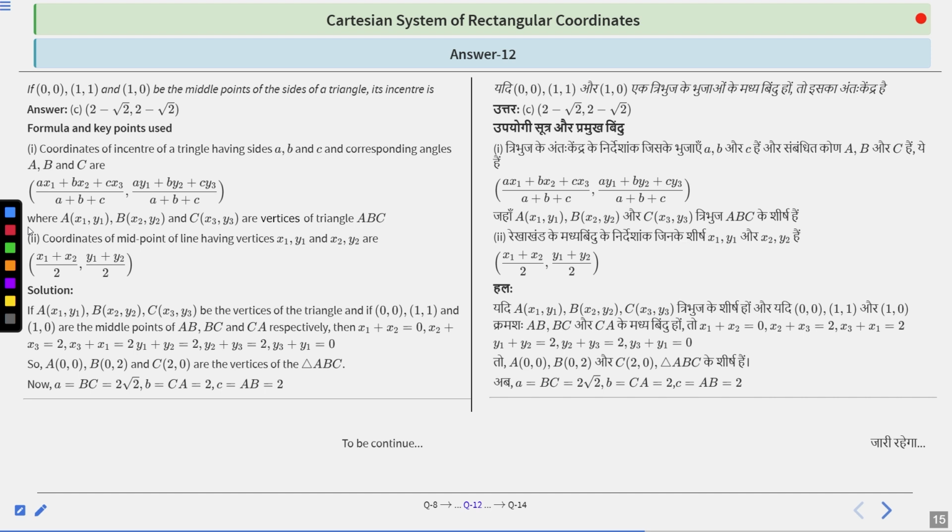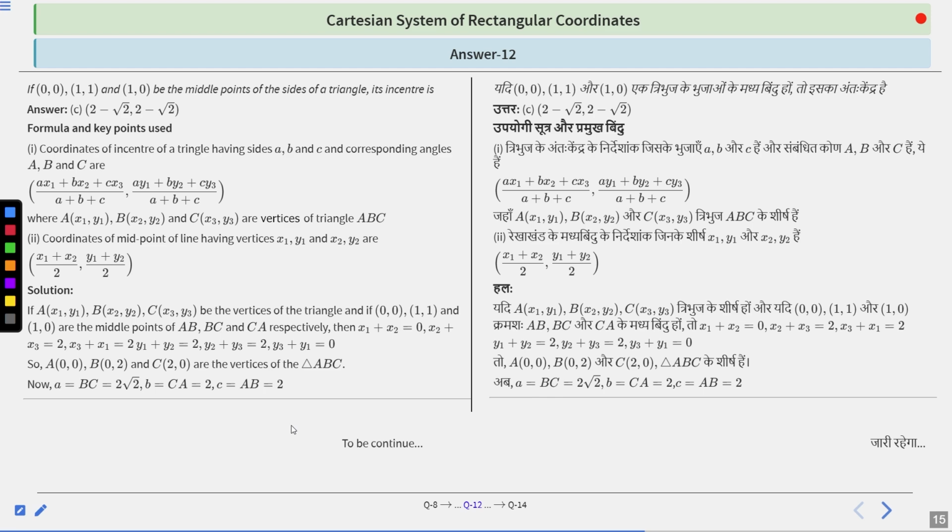Now a, which is equal to BC, we can calculate as 2 root 2, b, which is equal to CA, is 2, and c, which is equal to AB, is 2. Clear? Got it? We can easily find the distance between two points, as the coordinates of these points are given. AB has coordinates of A as (0, 0) and B as (0, 2). BC has coordinates of B as (0, 2) and C as (2, 0), and CA has coordinates of C as (2, 0) and A as (0, 0).